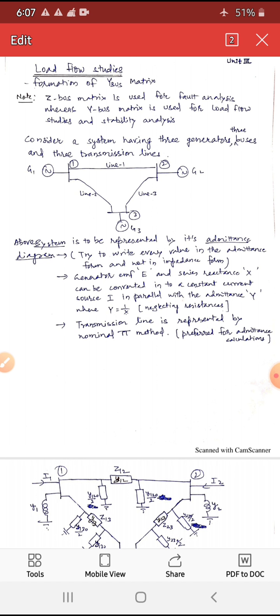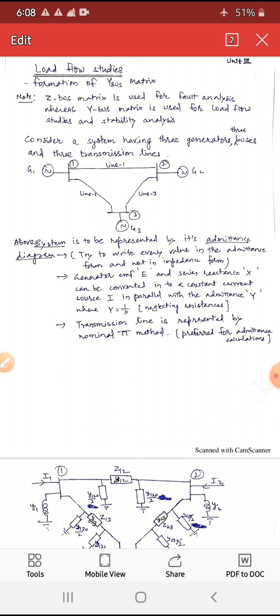Your theory course, Power System Analysis. In this PSA subject, Unit 3 is about load flow studies. And in load flow studies, the first topic is the formation of Y-bus matrix: how to construct, how to form bus impedance matrix.